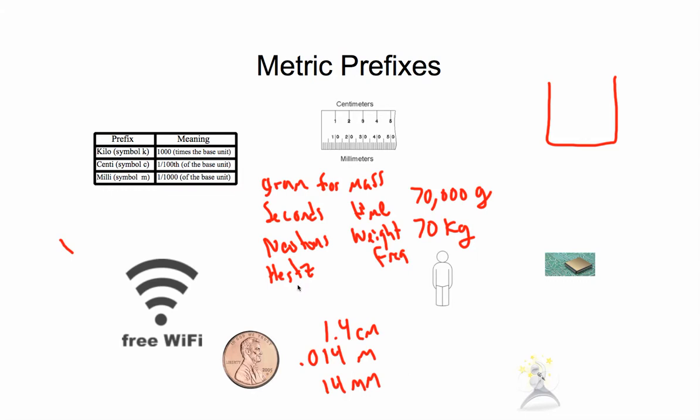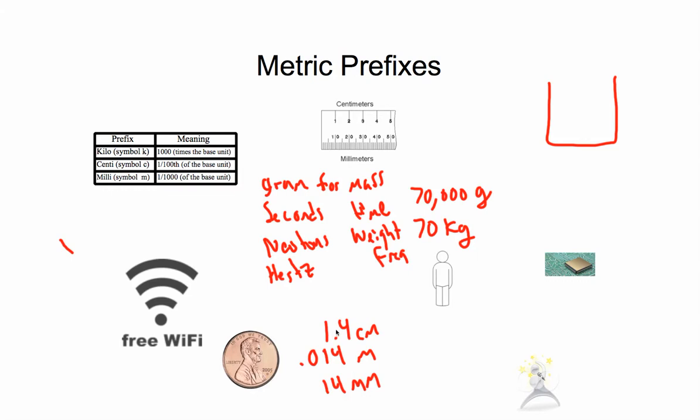Well, one of the things that we'd like you to be able to do is make this translation, for example, between 70,000 grams and 70 kilograms, or between 1.4 centimeters, 0.014 meters, or 14 millimeters. In other words, we'd like you to be able to express your lengths, masses, frequencies, and weights however you like, and in whatever various units you'd like, or that we might ask you to.